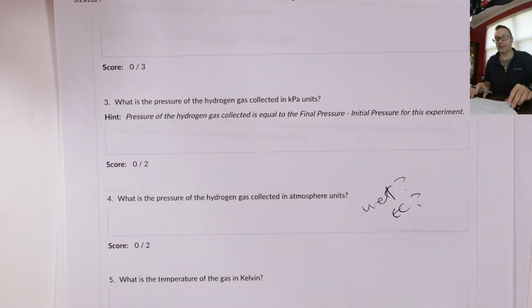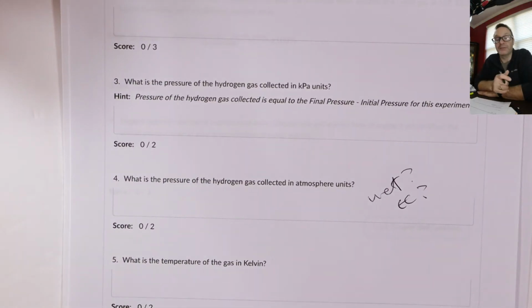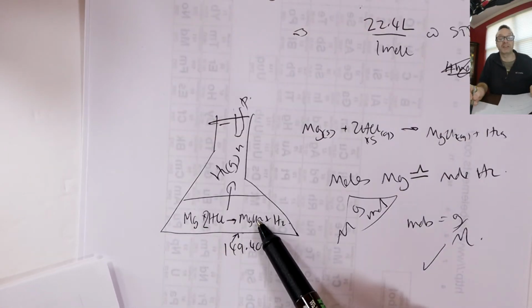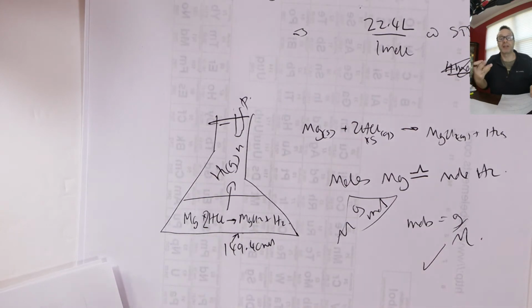What's the pressure of the hydrogen collected in kPa units? It's just final minus initial. So if you think about it, when I have that flask, there's already air in there. Then the pressure of the hydrogen adds to the pressure of the air. So final, air plus hydrogen, minus initial, just air, is just the pressure of the hydrogen.